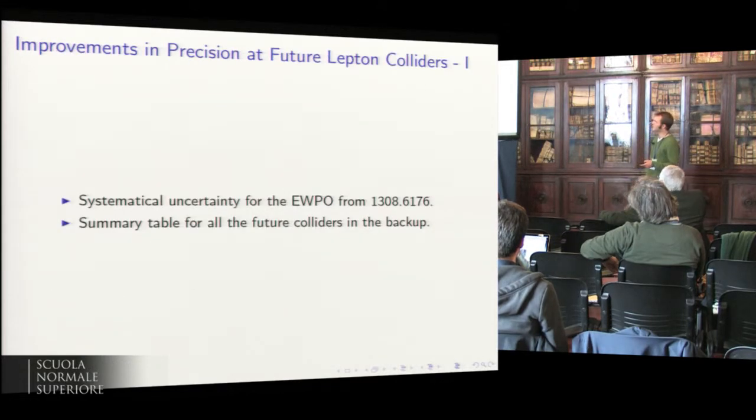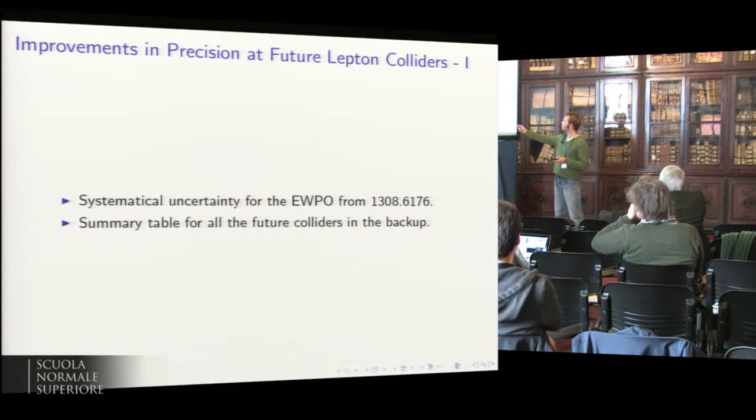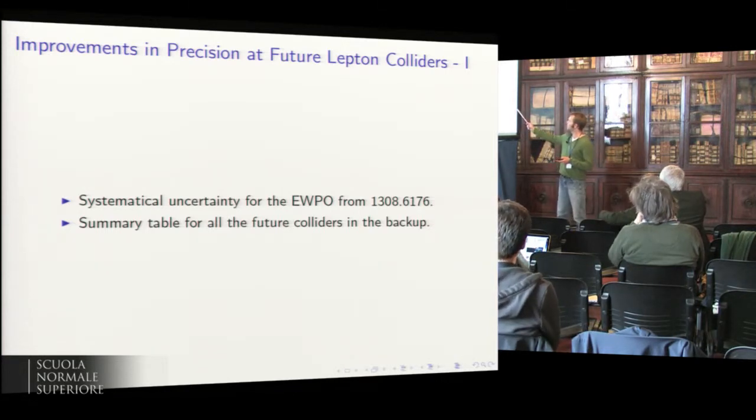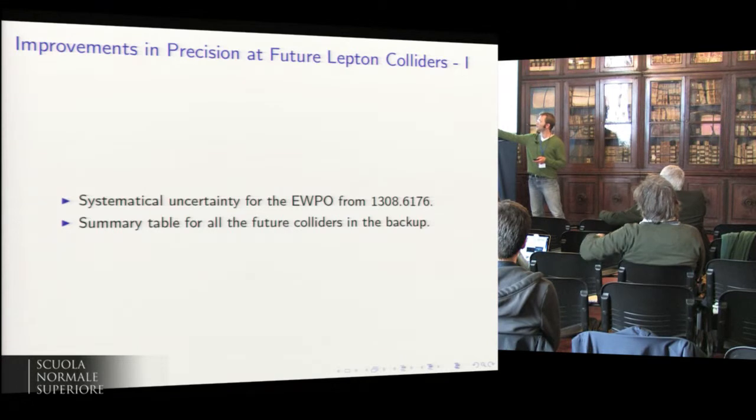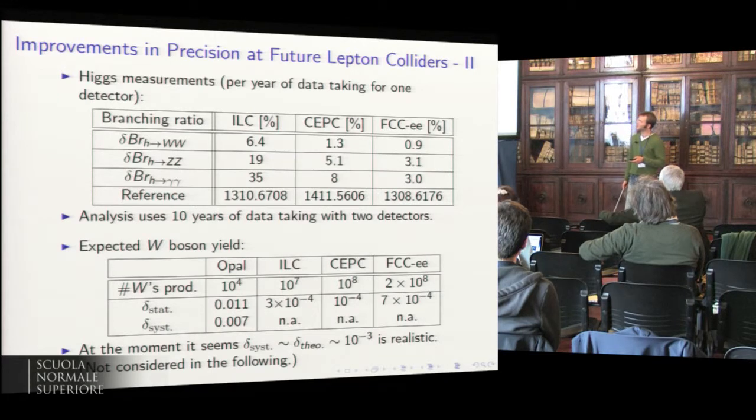So now we can ask ourselves what happens in the future. Well, I've already indicated what might come. I showed you the statistics, the uncertainties before. We took them mostly from this reference. We took only systematical uncertainties for the EWPO, and the summary table for everything I have in the backup regarding the other observables that we used.